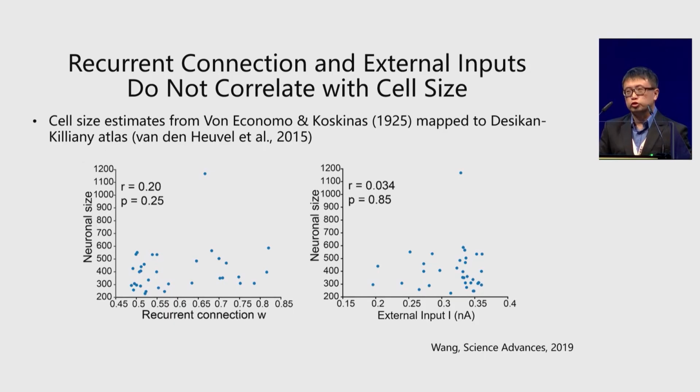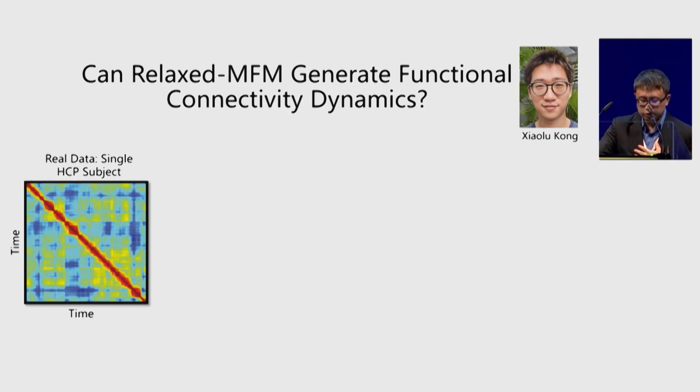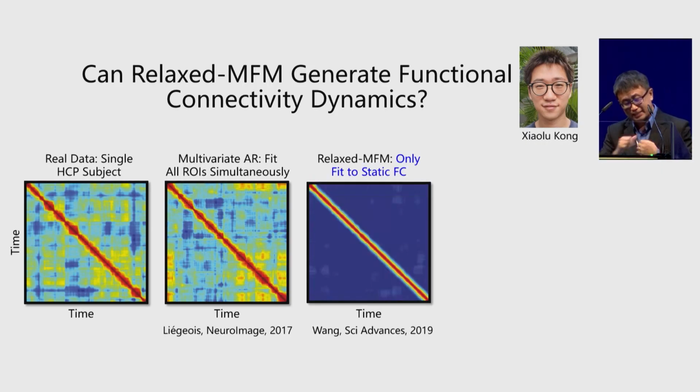Now, this is all good, but as a follow-up to Wang Peng's study, we were wondering if the relaxed mean field model generates realistic functional connectivity dynamics. And just to remind you, this is the same subject I've shown you before, which has this very rich functional connectivity dynamics. This is the multivariate autoregressive model. It also has rich functional connectivity dynamics. And then this is the mean field model.